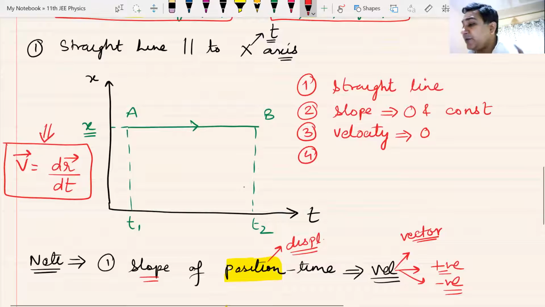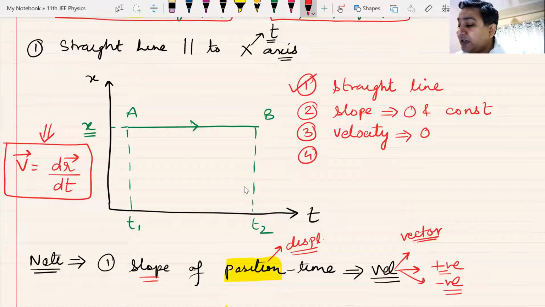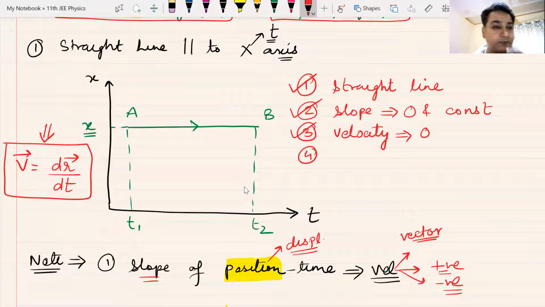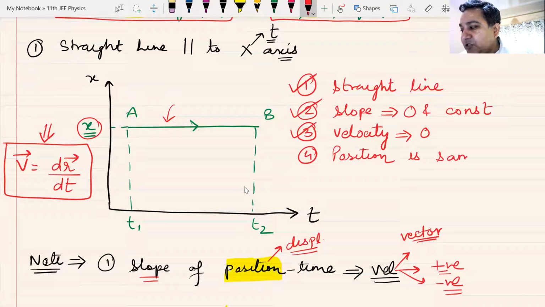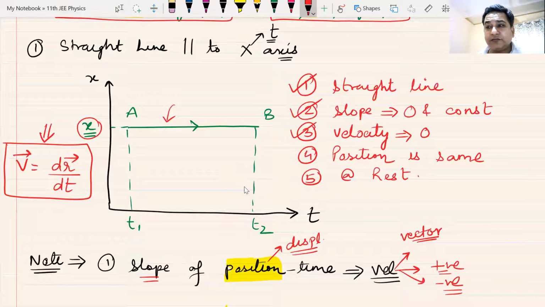Now let us come back to the graph. The graph is a straight line graph. The slope is 0, velocity is 0. As you can see, the x coordinate, the position, remains the same. Its position is not changed. What can you say about the particle motion? The particle must be at rest. Yes or no? Velocity is 0. The particle does not change its position. It must be at rest.